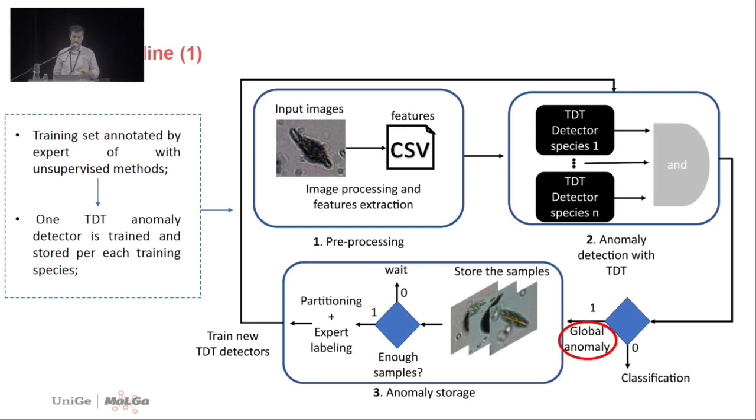the selected features. At that point, when enough samples are available, an expert of the field could go there and annotate just to understand if those are new classes or are actually cells that are modifying their shape because of perturbation. In this case, if it's a new class, you can simply train a new TDT detector on that and add it to the collection, as in stage 2 of our pipeline.